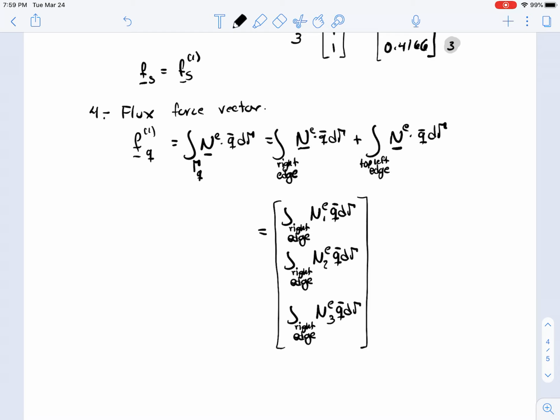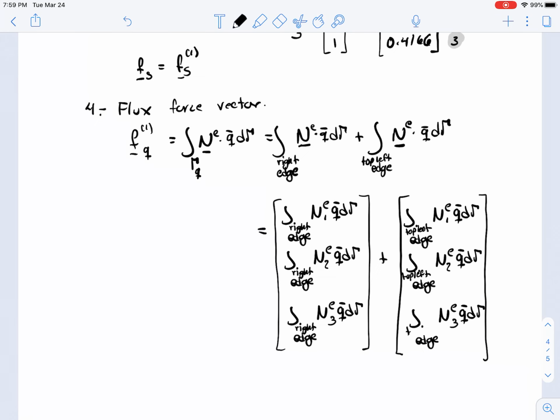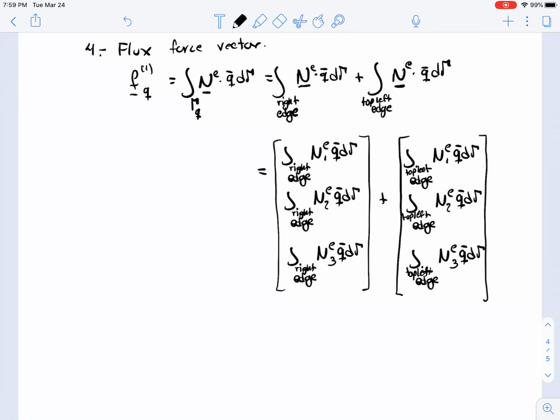And I have 3 shape functions. So that's one, and the other one will look exactly the same. The only thing that I need to change is the edge that I need to integrate. So I need to do these integrals.